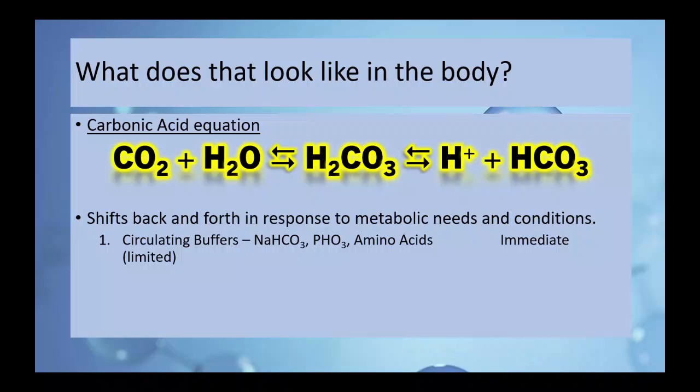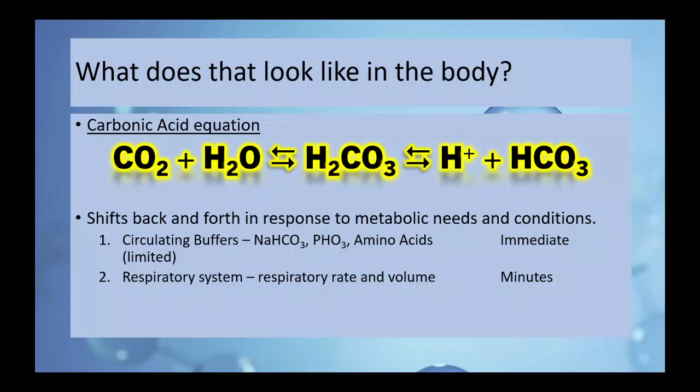So, sodium bicarbonate, phosphorus, amino acids, those are substances that are circulating in the bloodstream that can immediately buffer a moderate rise in pH. But if pH continues to rise, then the body's going to have to attempt to compensate in another mechanism relatively quickly, and that's the respiratory system.